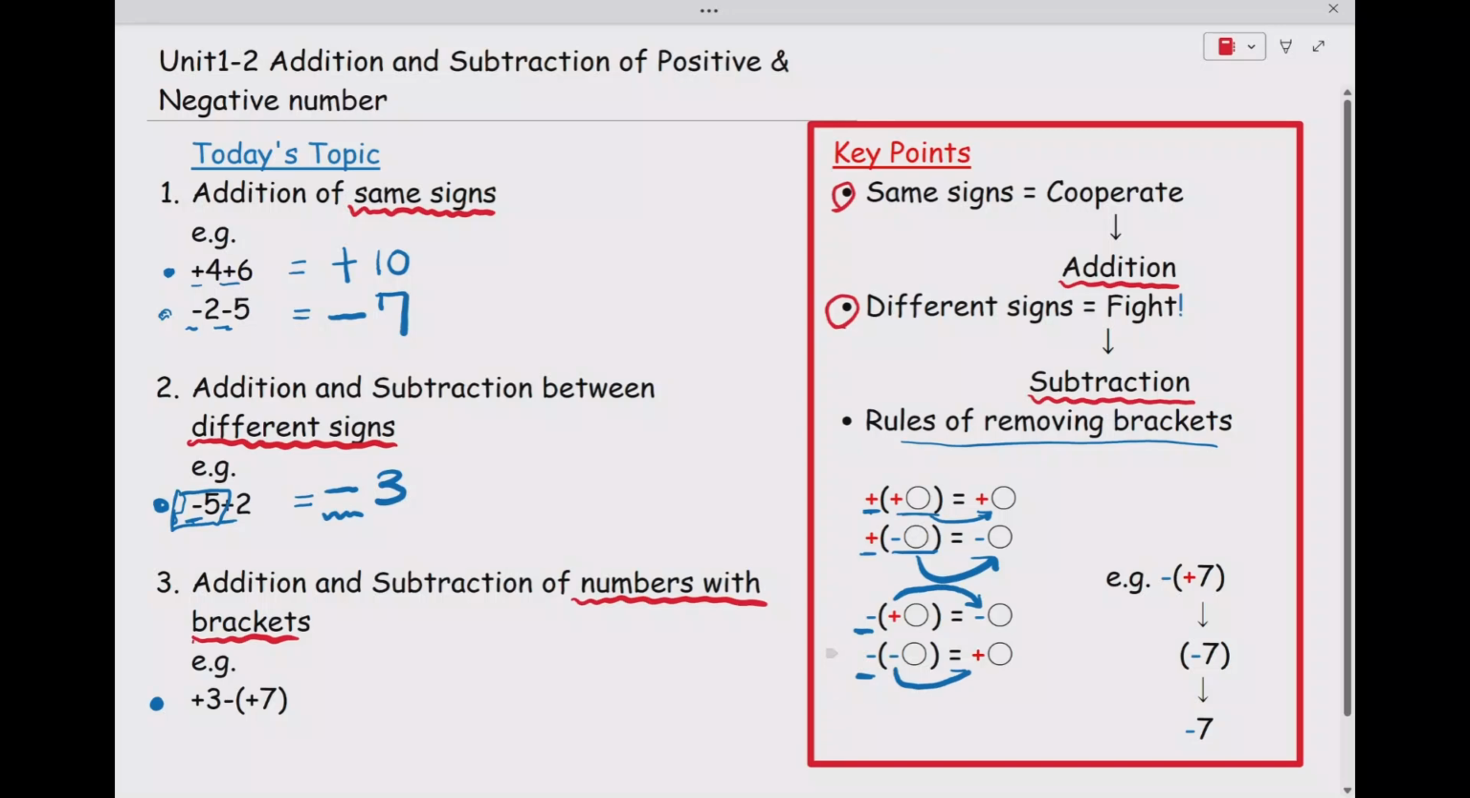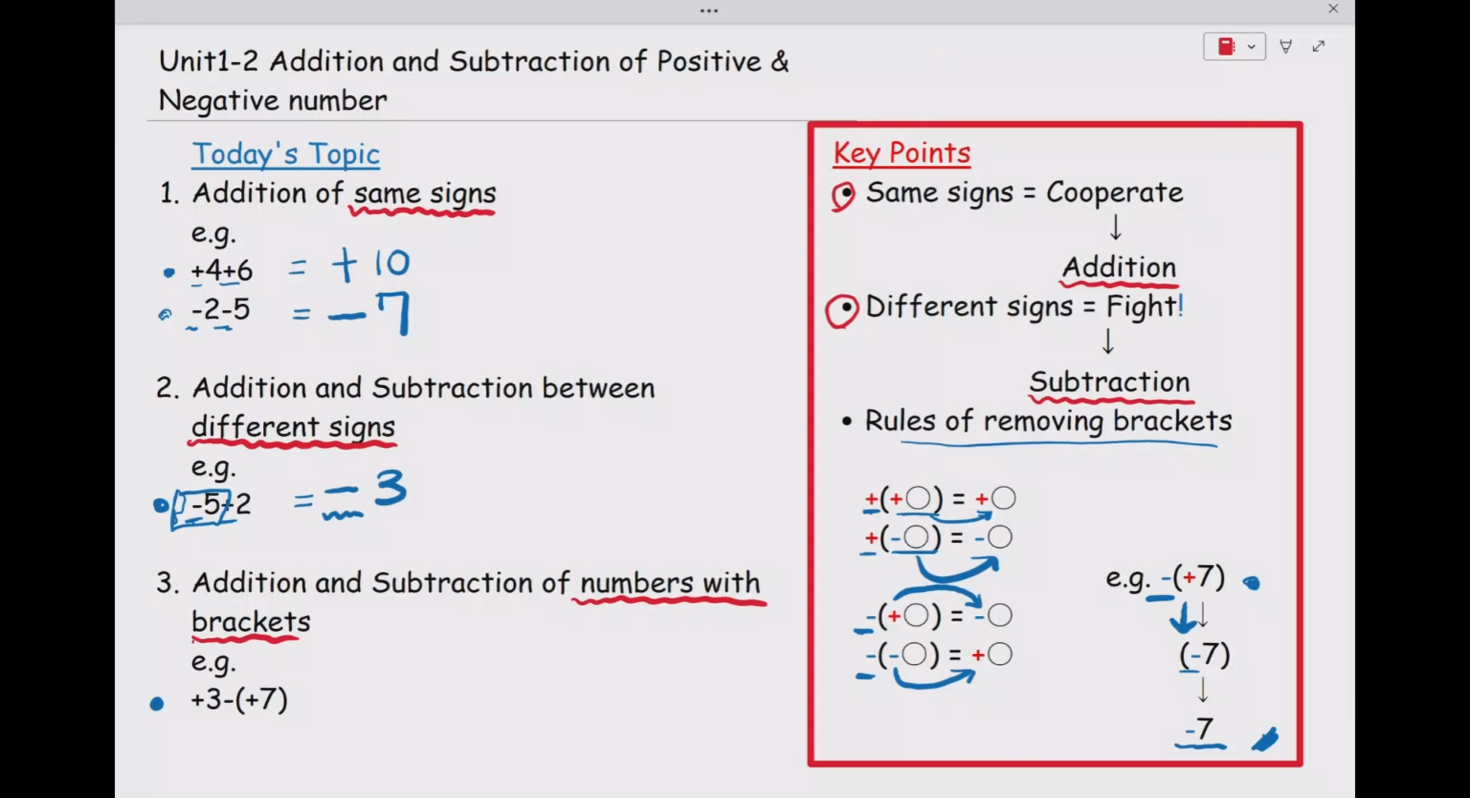For example, if we have minus bracket plus 7, the sign in front of the brackets is minus or negative, so just change the sign of the number inside the brackets and take out the brackets. Since the sign inside the brackets is positive, you need to change the sign to minus and take out the brackets, and you get minus 7.